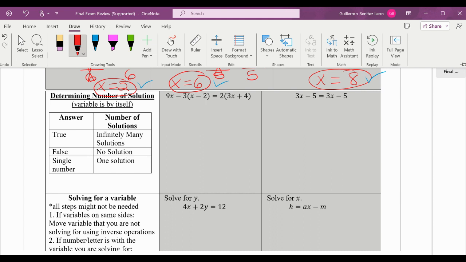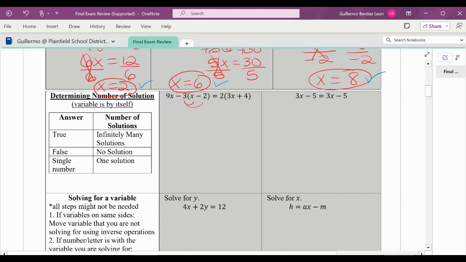In this first one, I'm going to start by distributing. So I'm going to distribute on the left and I'm going to distribute on the right. That would be 9x. There's an invisible 1 right there. Negative 3 times 1 is negative 3x. Negative 3 times negative 2, that's a positive 6. On the right side, 2 times 3 is 6x. 2 times 4 is 8.